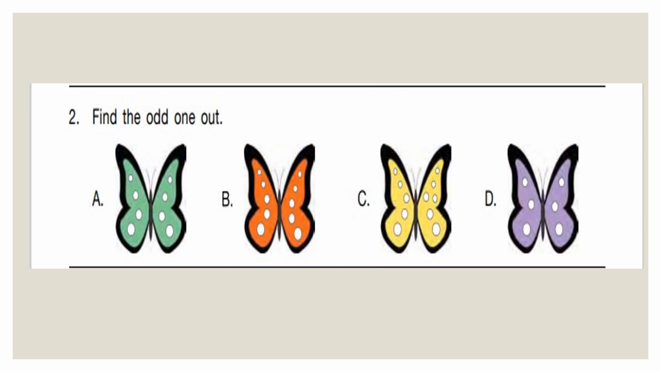Question number 2. Find the odd one out. Watch carefully all the butterflies, and we can say that the numbers inside both wings of the butterflies are the same except option C. So option C is the odd one out.